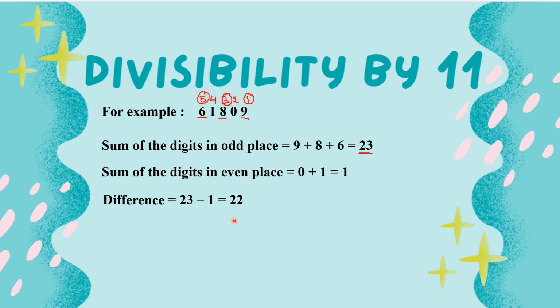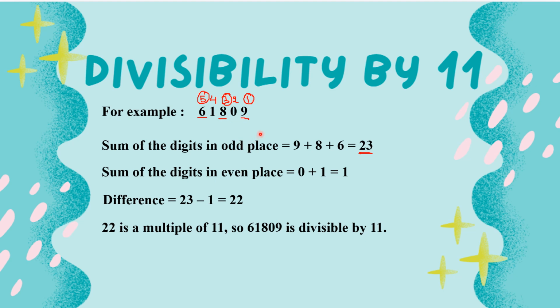Multiple of 11 means they should come in the table of 11 or the difference comes as 0. In both the cases, you can say that the given number is divisible by 11. Okay, so 22 is a multiple of 11. So we can say that this is divisible by 11. Understood? Again, I am repeating.